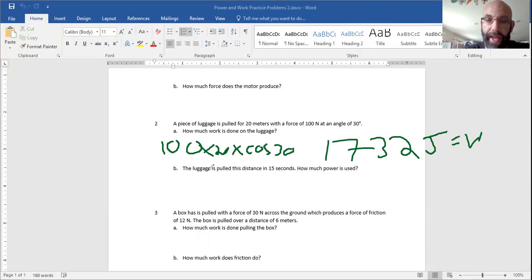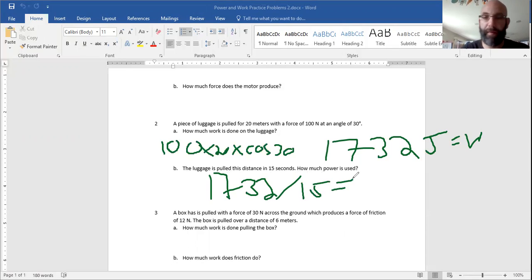And then if we know that it's pulled for 15 seconds, and we want to find out how much power is used, we can just use the equation power is work over time, or 1,732 divided by 15 seconds. And you get 115.5 watts. You can write W, or you could write out watts. Okay, so that's 2A and 2B.